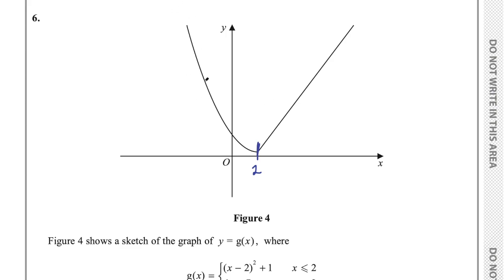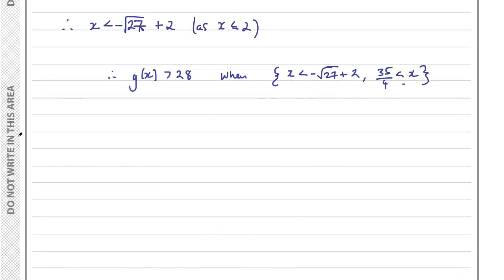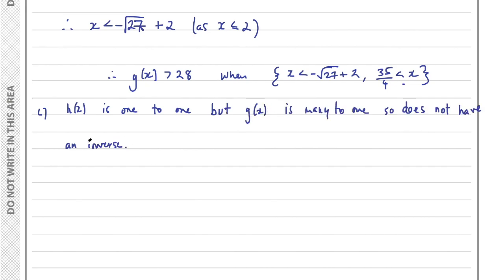Well, this is basically a one-to-one graph. For every input, for every x value, we get one y value. But for g of x, we're also considering this part of the graph. And for that one, for every output, we have two inputs. So there's two possible x values for each y value. And when we have that many-to-one relationship in a function, then we don't have an inverse. So for part C, h of x is 1-to-1, but g of x is many-to-1, so does not have an inverse.